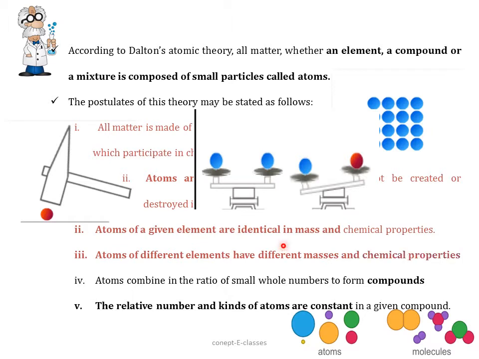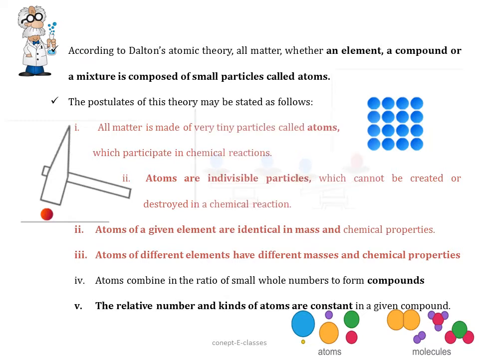Atoms of different elements have different masses and different chemical properties. We'll study more about this in the following slides. Now, atoms combine in the ratio of small whole numbers to form compounds. Just now we saw H2O, two atoms of hydrogen and one atom of oxygen, and so these atoms combine to form a water molecule, right?